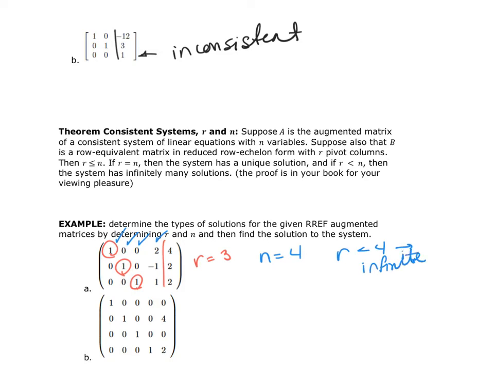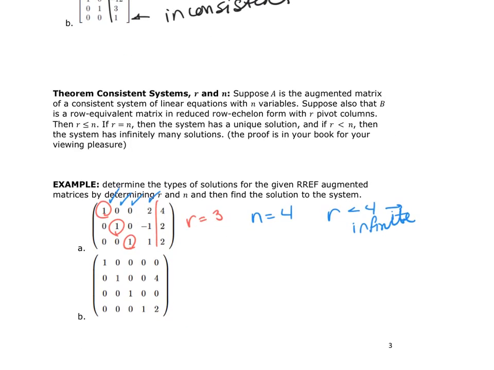I'm going to solve for this in just a moment. First I'll take a look at B and then I'll come back and solve. I'll solve for B first because it's easier. In this one, R is equal to 1, 2, 3, 4. R is equal to 4. And n is equal to 1, 2, 3, 4, so n is also equal to 4. Since R is equal to 4 and n is equal to 4, R is equal to n, which means I have a unique solution. And in fact, I know what that unique solution is.